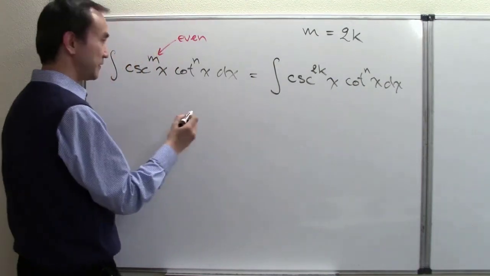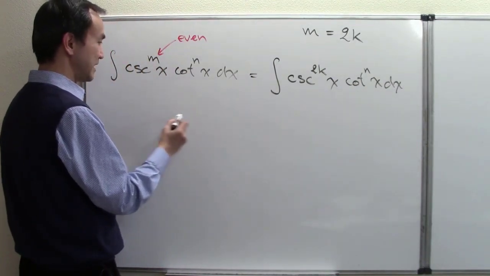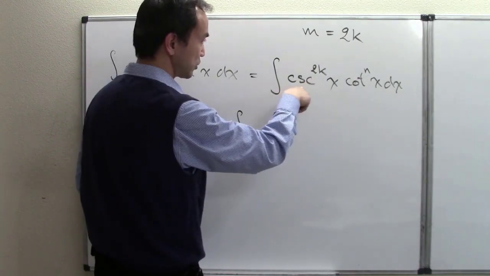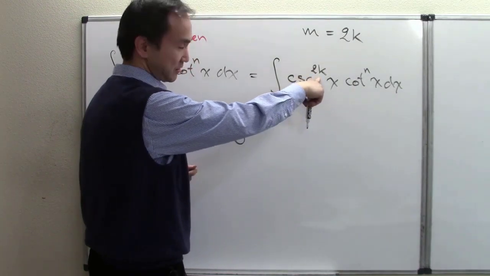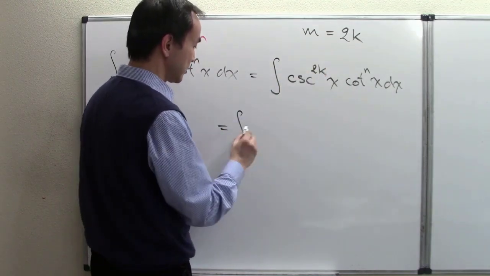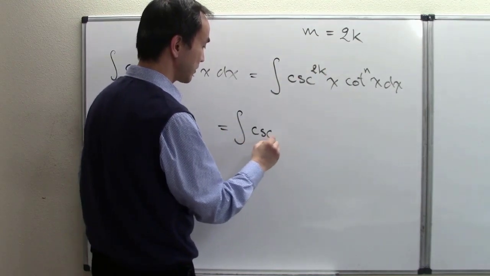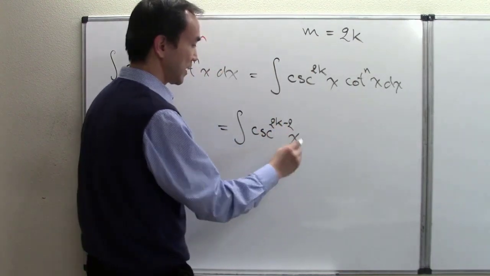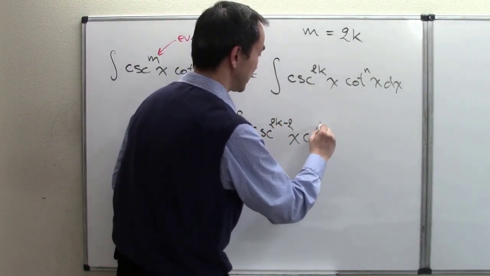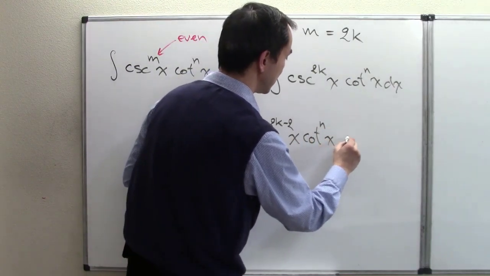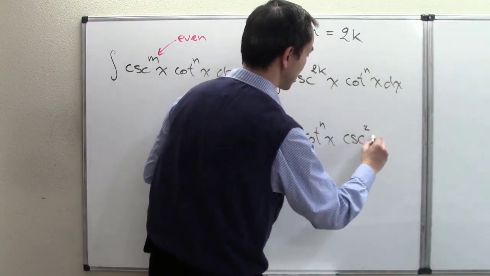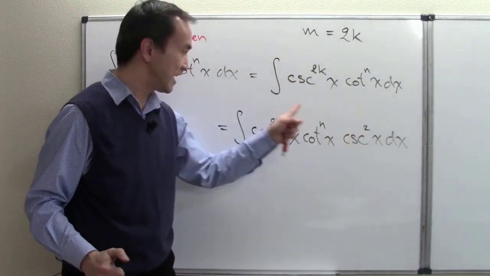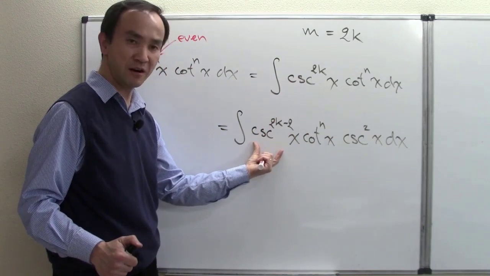And then further, I am now going to separate out a cosecant square out of that cosecant to the power 2k. So here I'm looking at cosecant to the power 2k minus 2 of x times cotangent to the n of x times the cosecant square of x. That's what I said earlier. Let's separate out a cosecant square out of that even power on the cosecant.